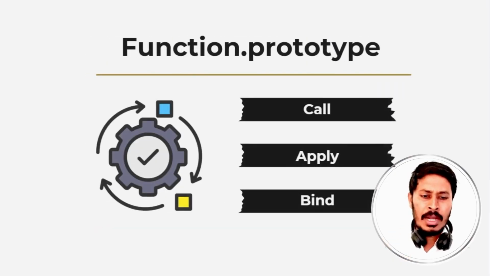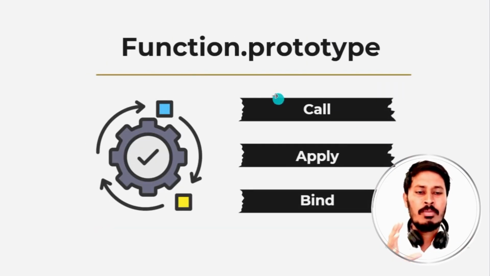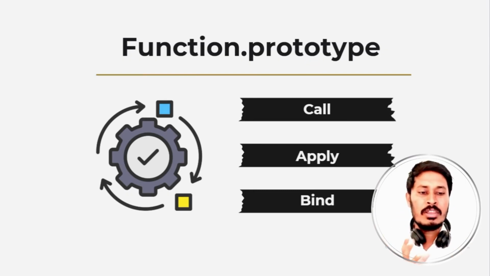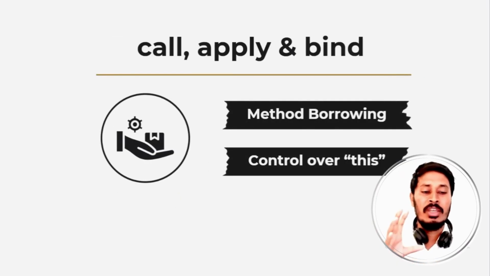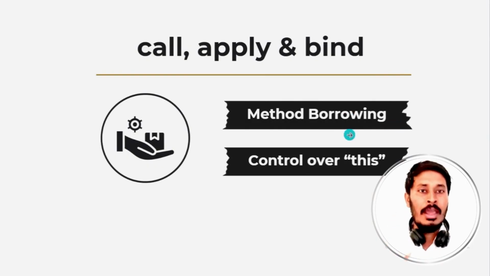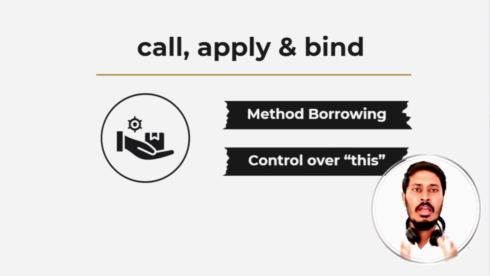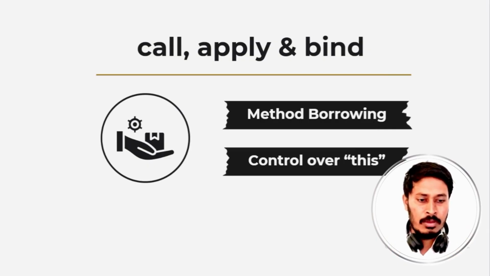Call, apply, bind. These three methods are present on the function prototype. That allows all functions to use these methods, and they are very useful in two scenarios. The first one is method borrowing, and the second one is that they give control over the this keyword. These are the two main reasons we use call, apply, and bind.